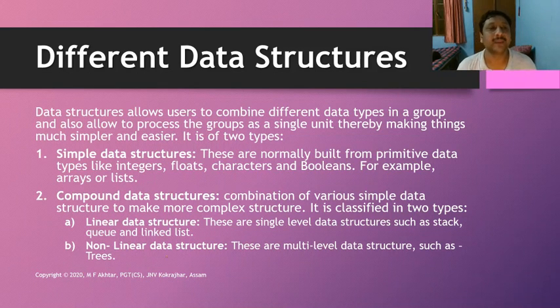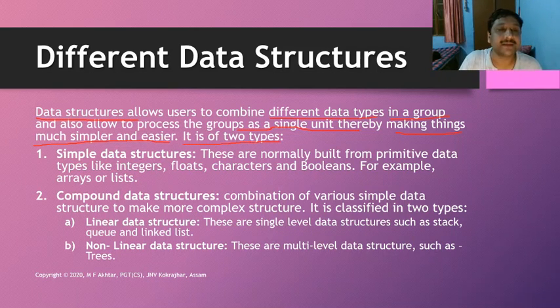Data structures allow users to combine different data types in a group and also allow processing the group as a single unit. It means we can store many different types of data in a data structure, and this can be grouped and work as a single unit. What does it help us with? If we do it like this, then it makes things much simpler and easier to work with. We will see these things in our practicals. We will learn these structures in detail. We will write programs also.